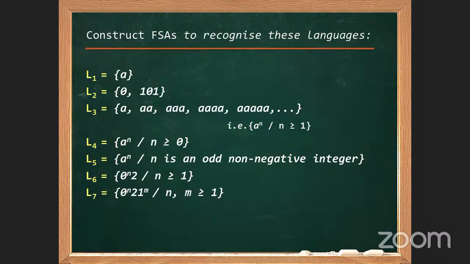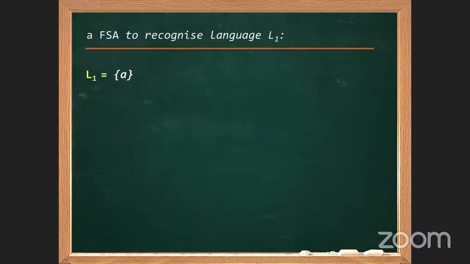Okay. Now, let's have some small exercise. I'm talking about a language, L1. That language has only one member, only one string A. Can you think of a machine or an FSA that can recognize this as its language? How do we do that? Let's proceed. So we want to construct a machine that will recognize or that will accept exactly the language L1 specified.